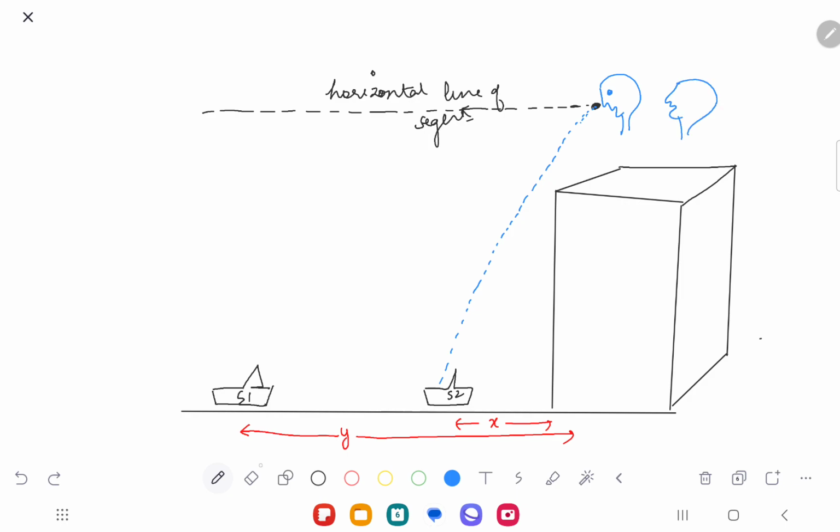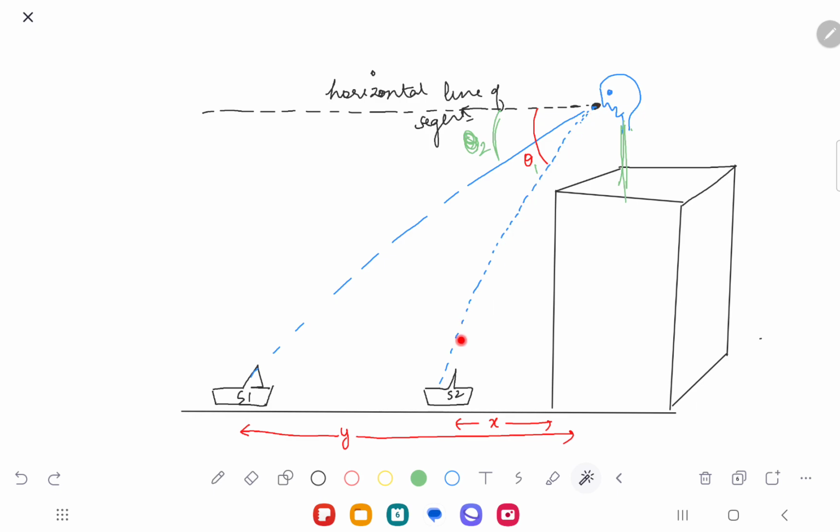Not much. He's going to just rotate him a bit like this. What I'm trying to tell you is that to look at ship 2, the angle of depression shall be more, and to look at ship 1, the angle of depression shall be less. So that means from a particular position, if we are focusing on a far off object, this angle shall be a smaller angle.